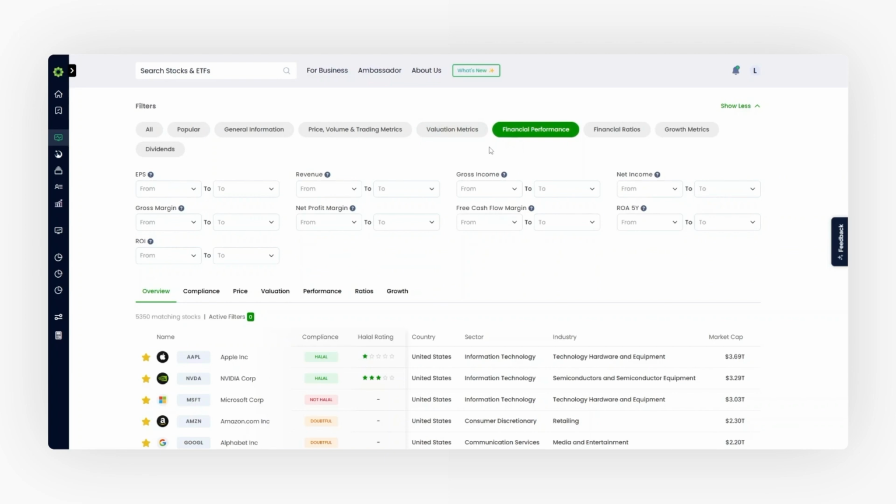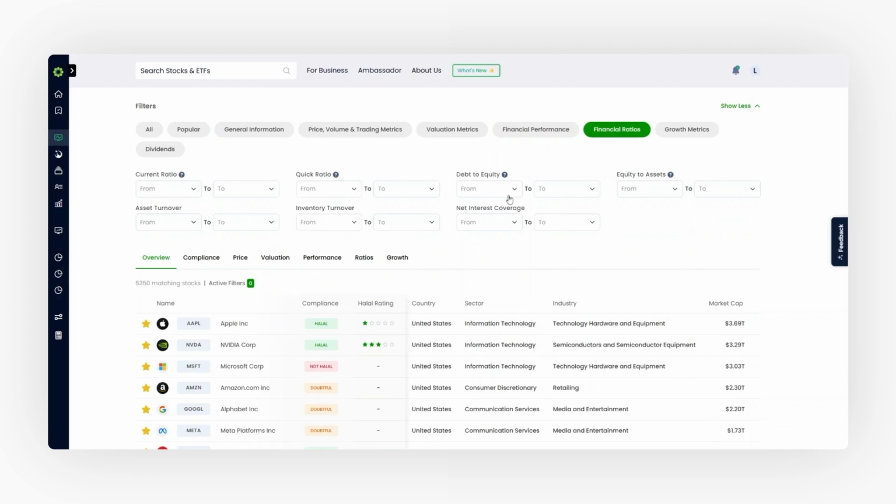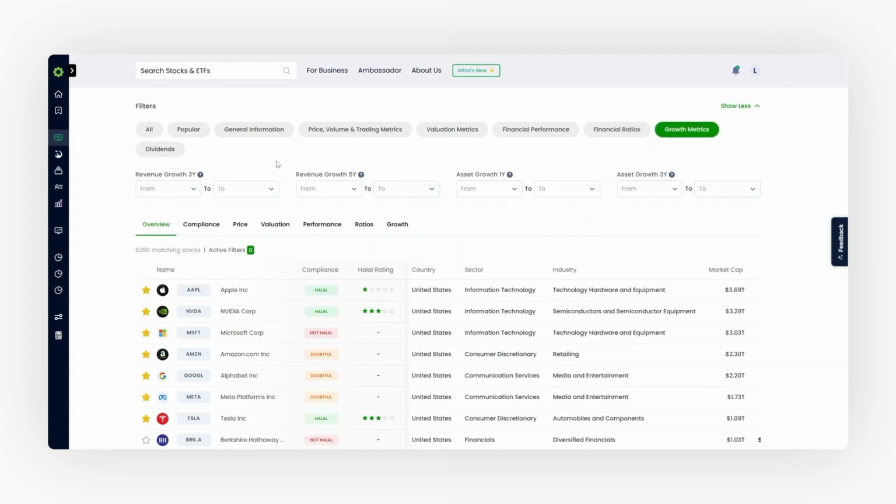If you want to assess financial performance, the financial performance section provides filters like earnings per share, revenue, net income, and gross margin, giving insights into how well a company is doing. There are also financial ratios that help evaluate liquidity and debt levels, including quick ratio, debt to equity, and asset turnover. If you're curious about a company's growth over the past few years, check out the growth metrics section. There, you'll find filters for both revenue growth and asset growth over 3-year and 5-year periods. And if you're looking for dividend-paying stocks, you can use the dividend section, which includes filters for dividend per share and dividend yield to find stocks that provide regular income.